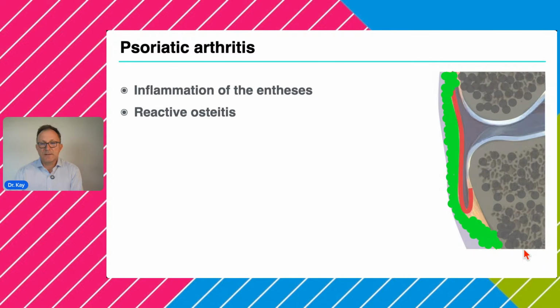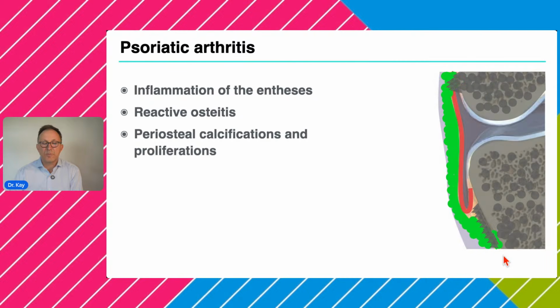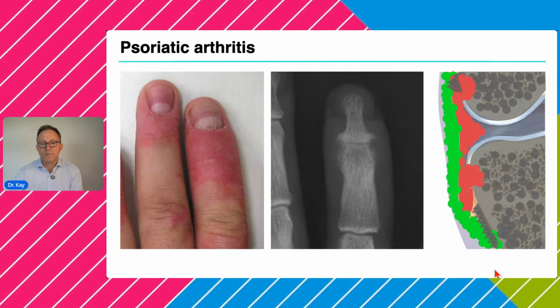And this then leads to new bone formation, and new bone formation not inside the bone, but at the edges of the bone, especially at the lateral areas where we have new bone formation, or that we call periosteal calcifications and proliferations. That would be the term here in Germany. And later on, we also have secondary synovitis with bone destruction and marginal erosions. So that means in psoriatic arthritis, we have a combination of osteoproliferation and osteodestruction.